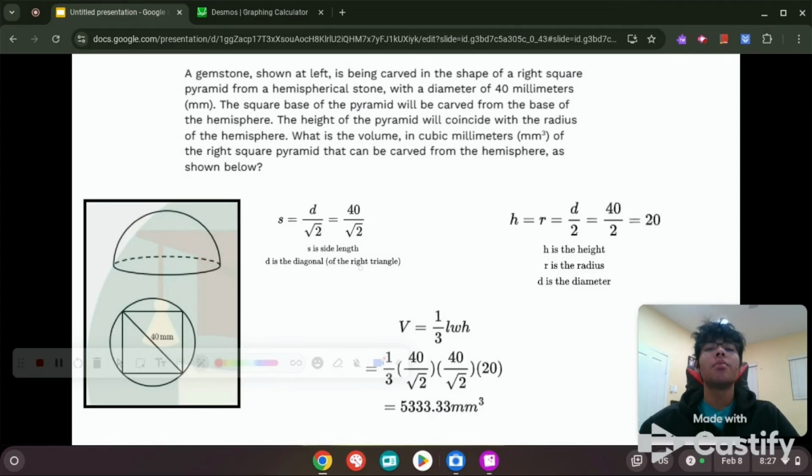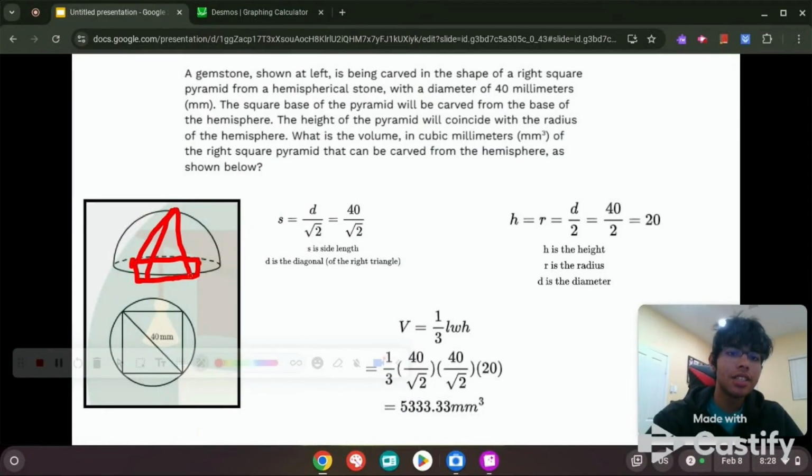And so what is the volume in cubic millimeters of the right square pyramid that can be carved from the hemisphere as shown below? So over here, let's just see what we know. I can try doing a rough sketch. We have this is our base, and then this is the height. So this is what we're trying to make. And you can see this is the base right here.